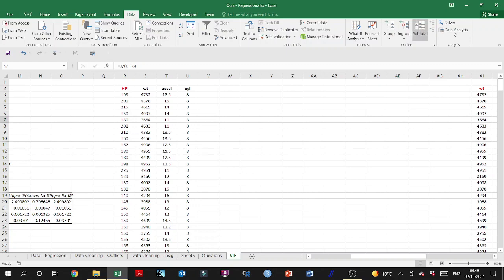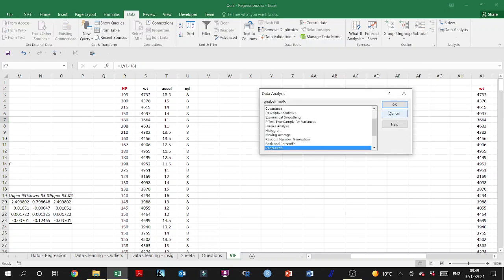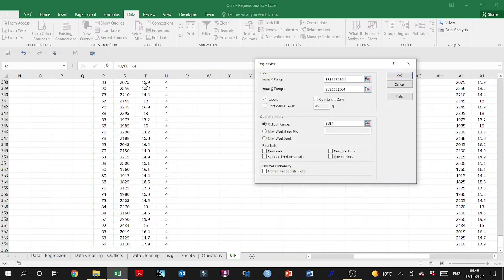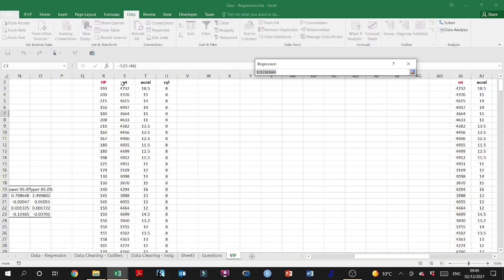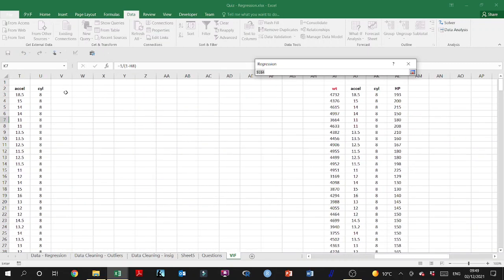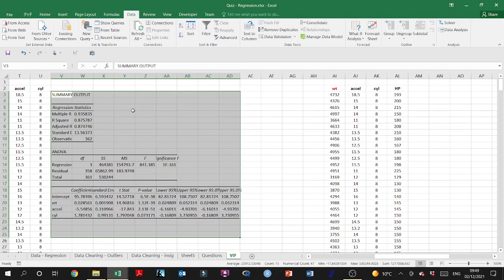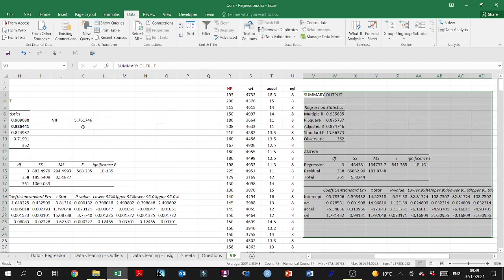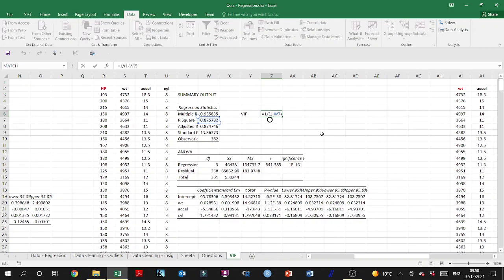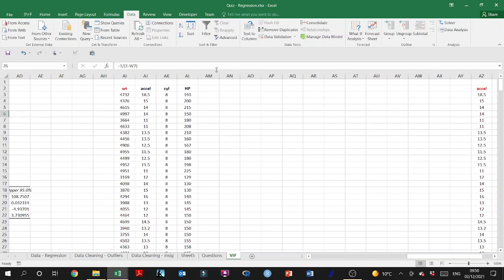How about over here? So data analysis, regression. Here, I'm going to take this to be the y, and the rest will be the x-axis here. And let's get the output to be somewhere nice over here. Okay, and similarly, I'm going to take the VIF to be 1 over 1 minus r square, and the VIF is very high. So this model has a problem with multicollinearity after all, even when we fixed the homoskedasticity.